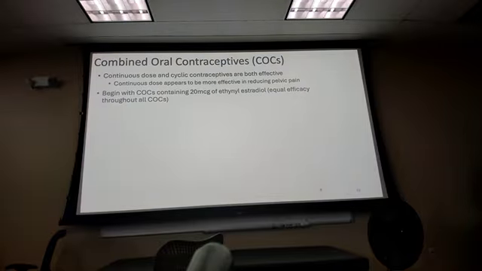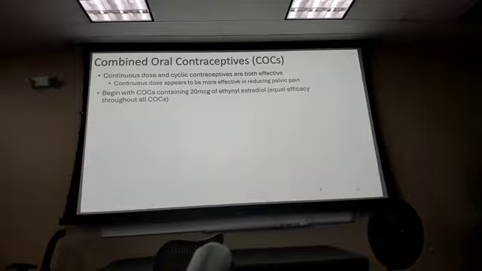And then for the combined oral contraceptives, you could use continuous or we could use cyclic. So continuous, remember, something like a Seasonique, where they only have a menstrual cycle every 90 days, or they could do the 365, they don't have a menstrual cycle at all. You could do cyclic, where they have a menstrual cycle every month. So you can do either one of those, but the continuous dose does appear to be more beneficial for patients in reducing their pain. Okay? Because again, we're not having the spikes of estrogen except for once every 90 days.